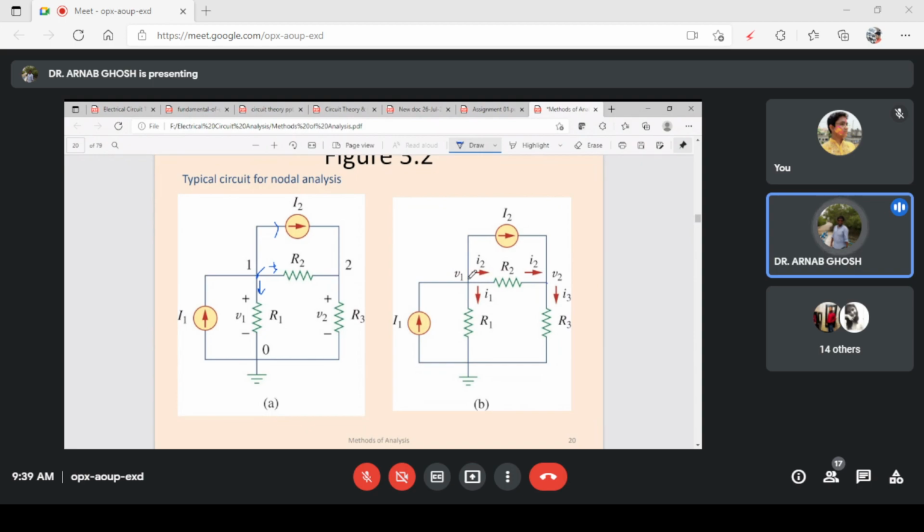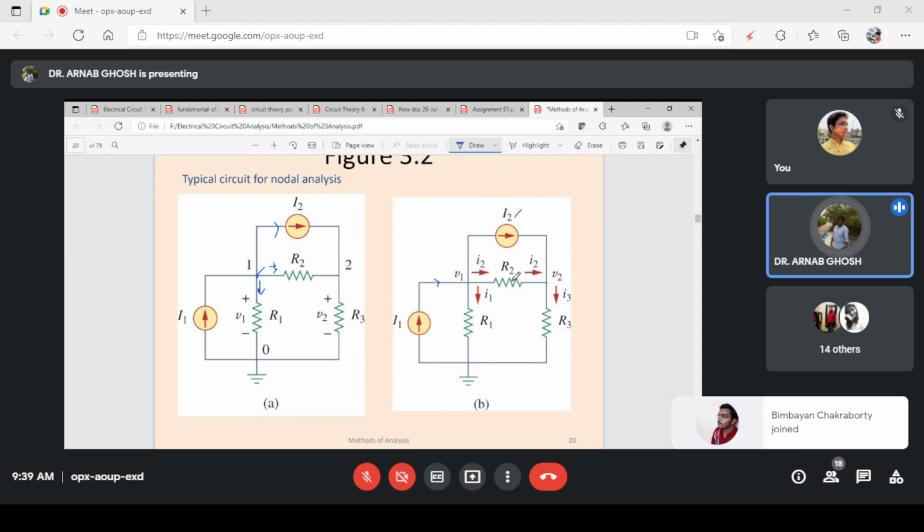Is this okay? See, at this particular node, this I1 is entering the node, and small I2, small I1, and this capital I2, all these three are leaving the node. So when we are applying KCL at node 1, what will be the currents? One is the capital I1 that is entering, and this will be equal to the leaving currents: capital I2, small I2, which is V2 by capital R2, and small I1, which is V1 minus 0 by R1.